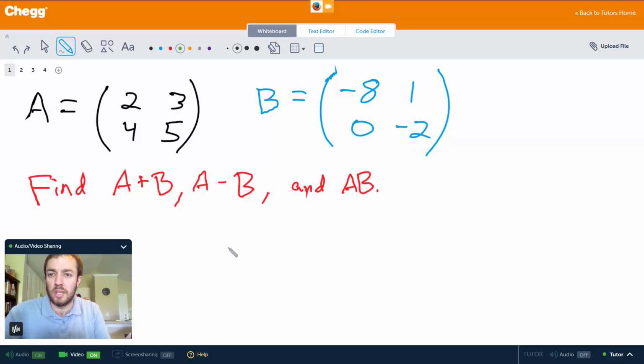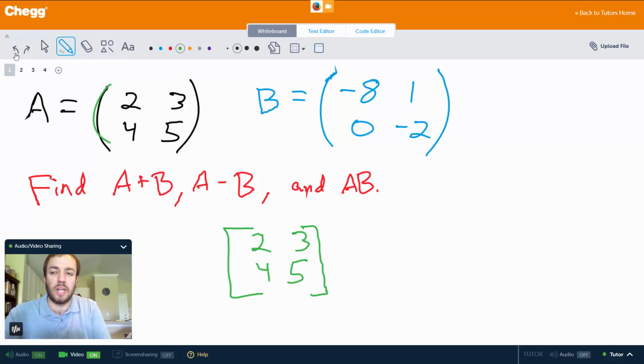Now before we move on, I do want to point out that sometimes you might see matrices written with square brackets, like A could also be written as 2, 3, 4 and 5 like this. And sometimes they're written with the curved parentheses like this. It makes absolutely no difference which one you use. Some textbooks, authors and instructors prefer one way, some prefer another, but they mean exactly the same thing.